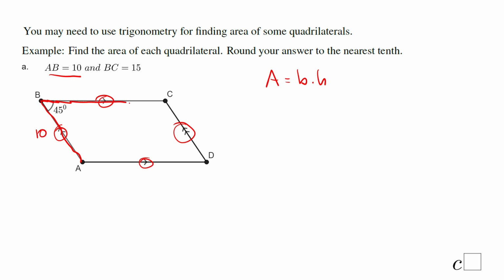And we have BC, this is 15. Okay, so I think I'm going to use that 15 as a base. And I'm going to find the height that corresponds to that base. I think this is the one. It's the easiest way, in my opinion. This is the height, the segment that is perpendicular from, in this case, vertex A to the base BC. So now if we take a look, we have a triangle here.